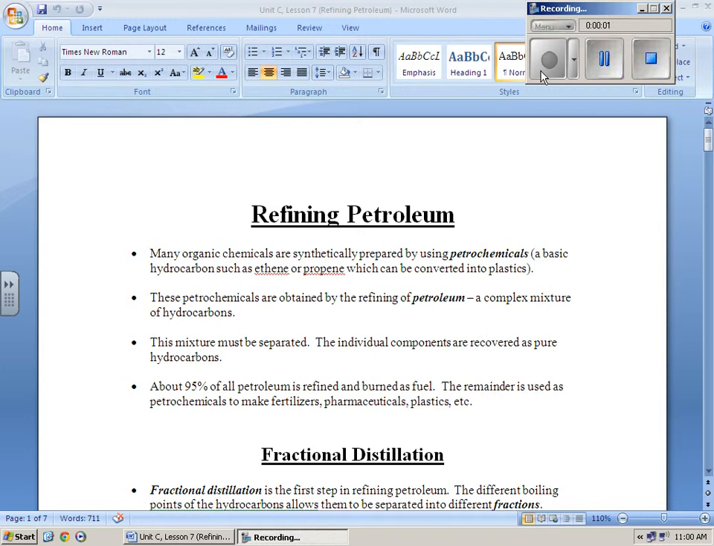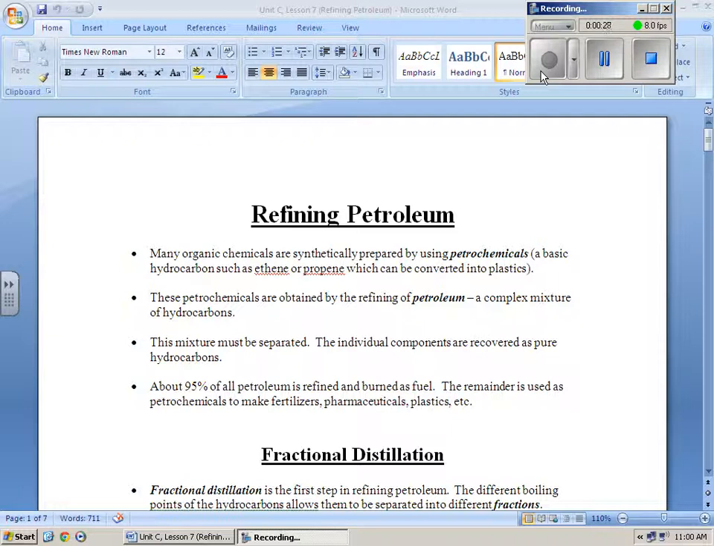Refining petroleum, okay. So many organic chemicals are synthetically prepared using petrochemicals. A basic hydrocarbon such as ethene or propene can be converted into plastics, like plastic water bottles. In university we made plastic garbage bags, or plastic grocery bags, you can make from these things. This mixture must be separated, of course.